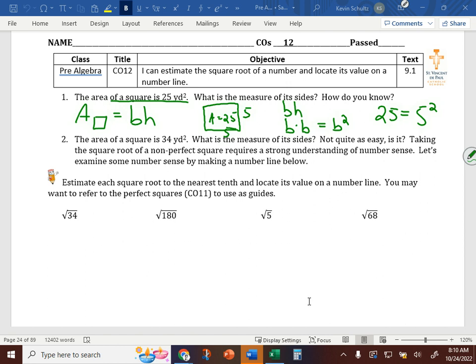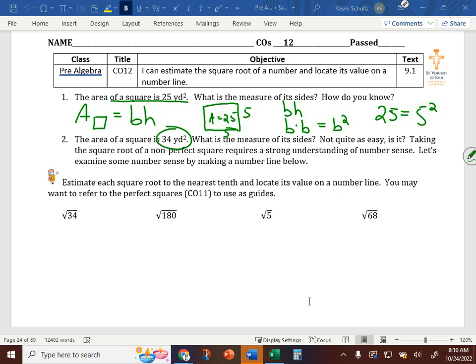Okay. Now, the second one here, the area of a square is 34. And again, I ask you for the measure of its sides. What times itself is 34? Not as easy, is it? Because like we talked about, if you look back at your chart in the previous page, we see a root 36, which is 6 times 6. We don't see a root 34.